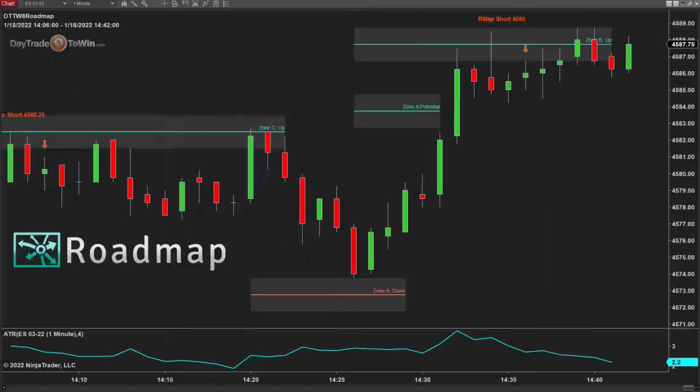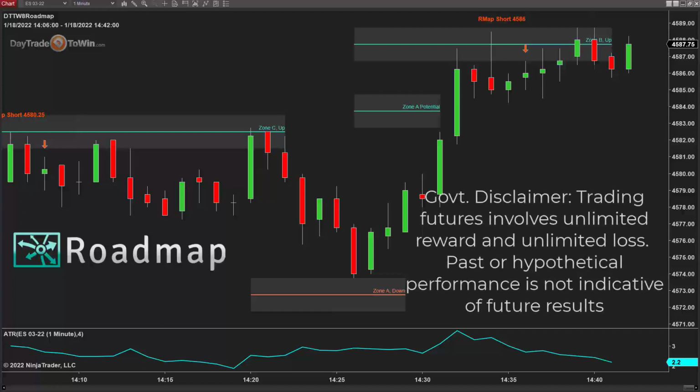Looking at the E-mini S&P, I'm going to show you something on manipulation using what's called roadmap software, available from DayTradeToWin. I'll show you some examples of what happened today. Before we begin, remember that trading is risky, and please don't trade with funds you cannot afford to lose.